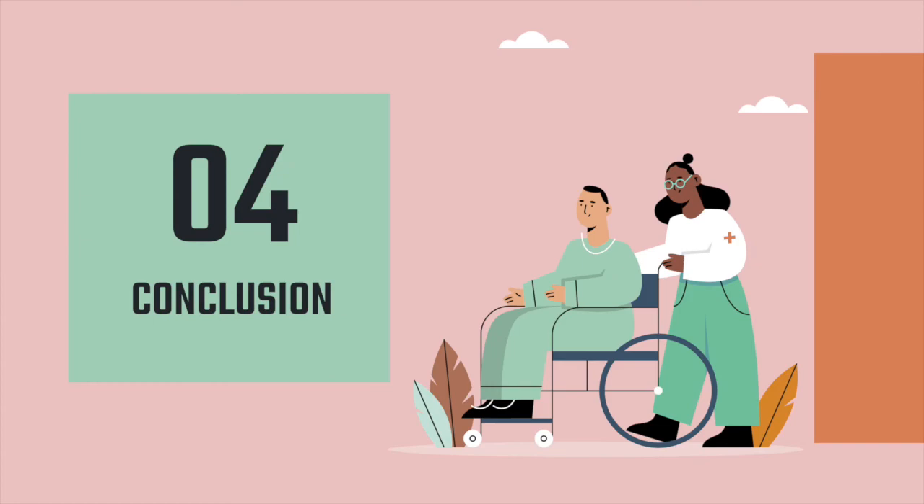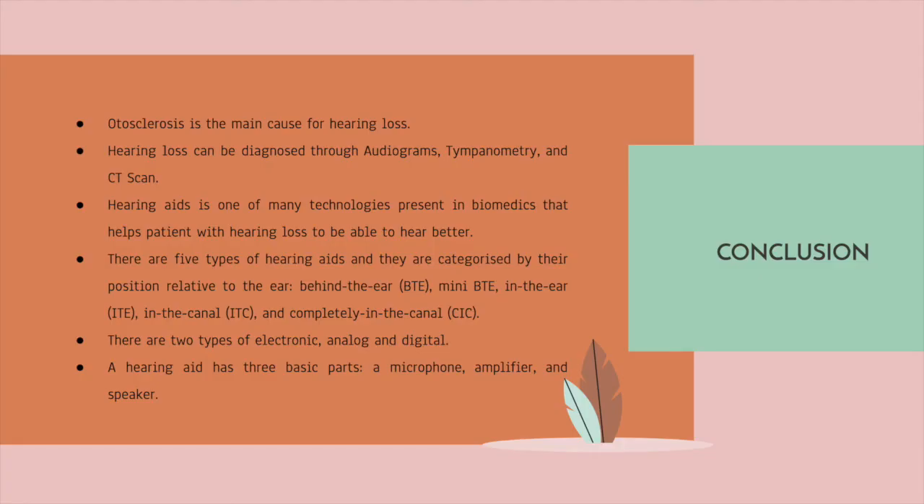I will be presenting the conclusion of our presentation. So the conclusion is otosclerosis is the main cause of hearing loss. Hearing loss can be diagnosed through audiograms, tympanometry, and CT scan. Hearing aids are one of many technologies present in biomedics that help patients with hearing loss to hear better. There are 5 types of hearing aids and they are categorized by their position relative to the ear.